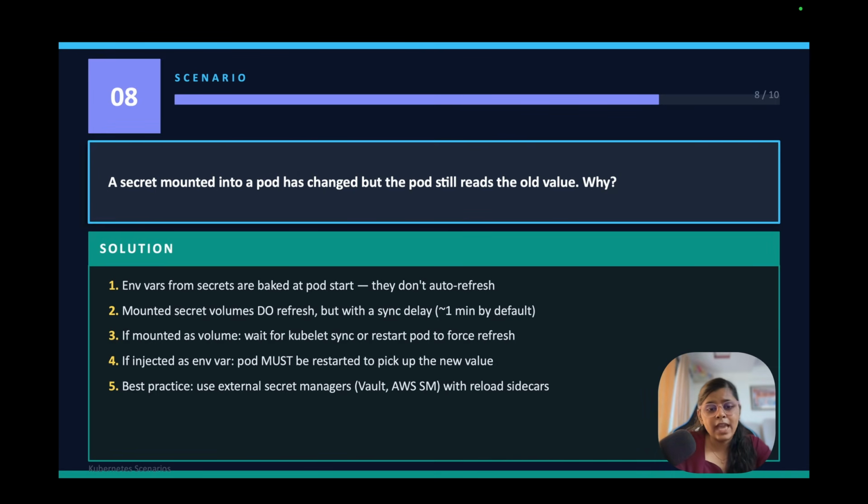So what is actually happening: you have your secret mounted on a pod and you redefine the secret, that is, you change the secret. Now you want your pod to pull the new secret values, right? The mounted secret volumes do refresh, but they have some delay. They might take 1 minute by default. So what you can do is wait for the kubelet sync, or you can restart your pod to force the refresh.